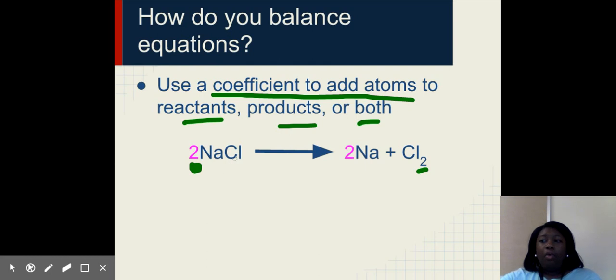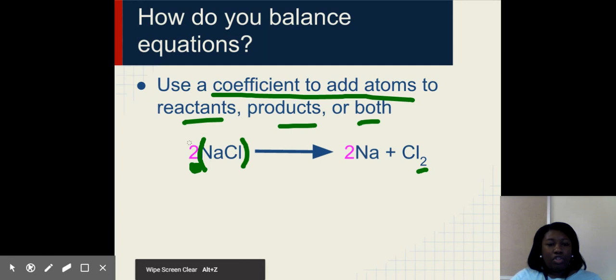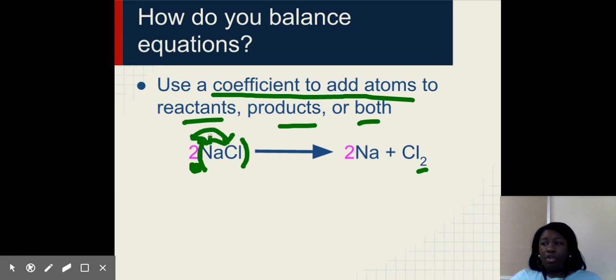So you have to multiply the 2 by the NaCl. So that's basically distributed to both NaCl. The only way I could do that is by adding that coefficient, multiplying by 2. And so now, by adding that coefficient, my Cl's are balanced, but it might create a problem for my Na's. My Na's right here are now not balanced.